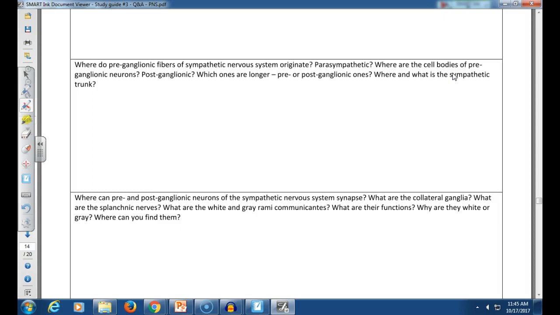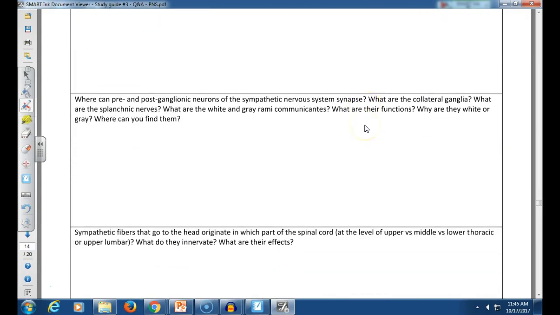Same origin, thoracolumbar, cell bodies of preganglionic for sympathetic system. Sympathetic trunks, which one's longer, which one's shorter, kind of asks you all the same stuff on multiple occasions. Does that make sense? We have a saying in Russian: repetition is the mother of learning and the grandmother of stuttering.